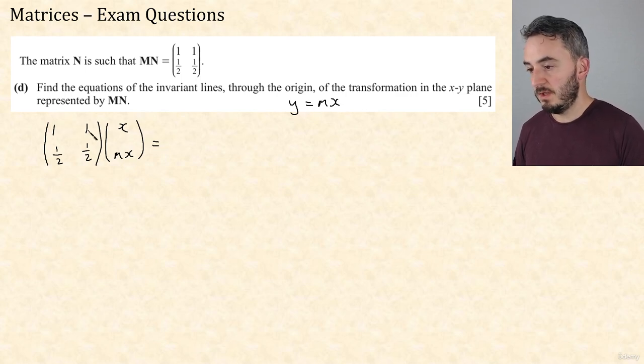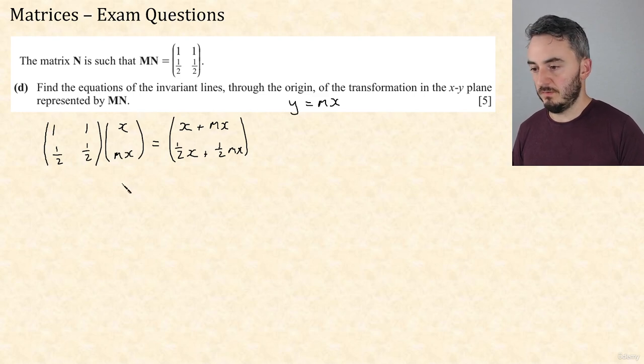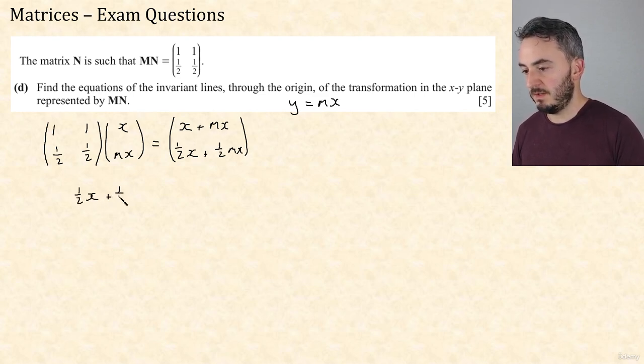So what do we get? Well, the new x value is 1 times x plus 1 times mx. So that's x plus mx. And the new y value is half x plus half mx. So this new coordinate here should conform, i.e. the y value, half x plus half mx, should equal m times the old x value.